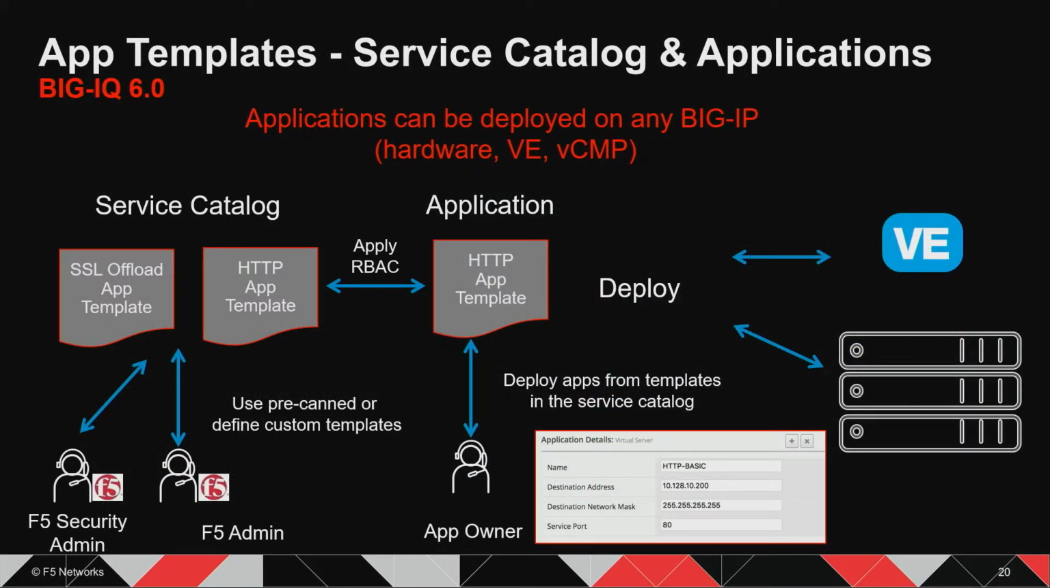So one of the things that we've done here is we came up with the notion of a service catalog. In that service catalog, we now have application templates, and these will allow you to create templated configurations for things like SSL offload or a standard HTTP application to go ahead and roll that out.